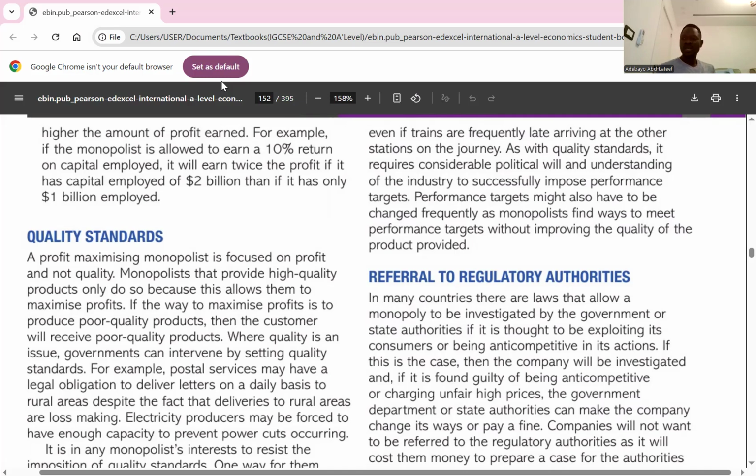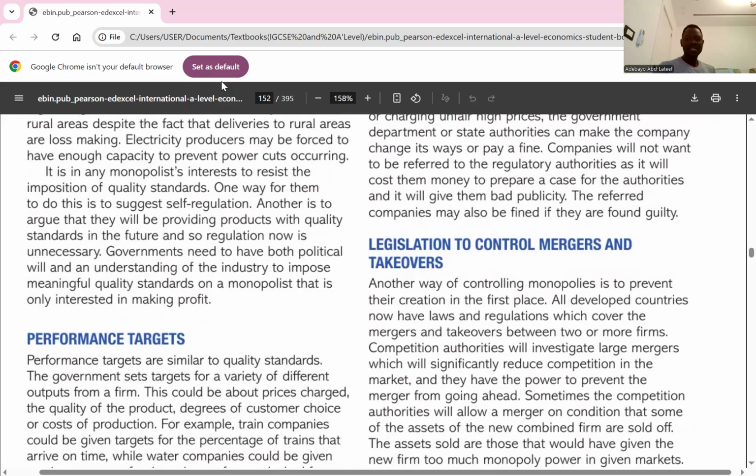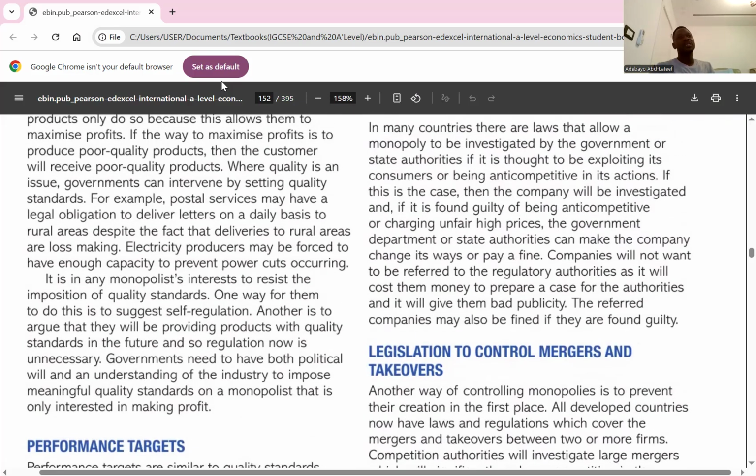So when this happens, it simply means that government has information about your wrongdoing. Government has information about your misconduct. And as soon as this misconduct is identified, government will sanction you. So the government can make the firm change its ways or pay a fine. So that is about referral to regulatory authorities. I think referral is clear here. A monopolist is being reported to a regulatory body or government for proper investigation. And when the investigation is done and misconduct has been identified, that firm will have to pay a fine for that. Is it clear?